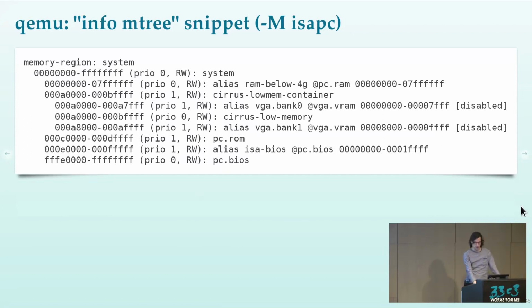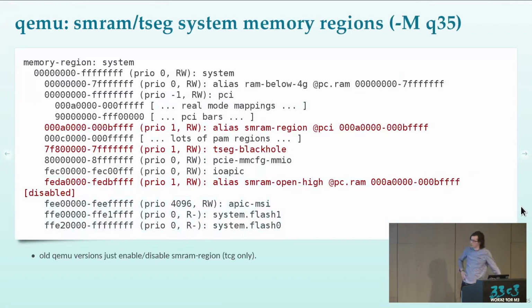So how does it look for our Q35 machine? It's very similar. We have, of course, Q35 is PCI, so we have a lot of PCI BARs, which I left out here to have enough space on the slides. We have the SMROM region, which was already there in older QEMU versions for this basic SMM support we already had.